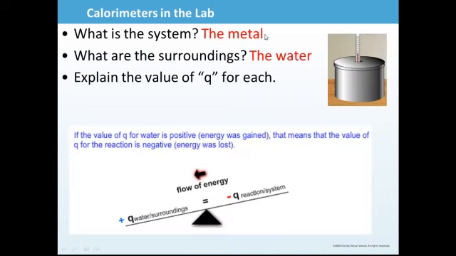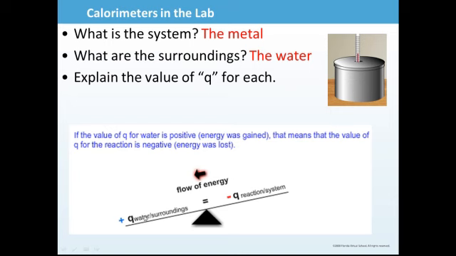The metal is the system. The metal is what we've heated. We're putting in that cool water and we're seeing what happens. So the metal is going to be the system. The surroundings are going to be the water that's in this calorimeter. Now for the value of Q, since we are putting the hot metal into the cool water, the metal is going to lose energy. Therefore, the metal is going to be negative. The water is going to have a positive value of Q, because water gained the energy. It increased its energy. Therefore, it will have a positive value.